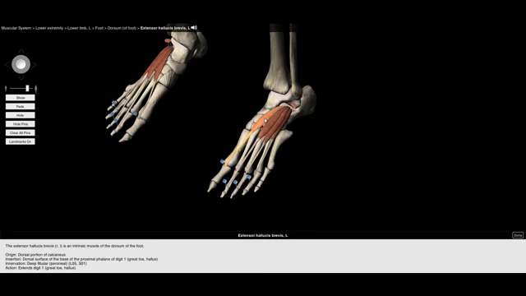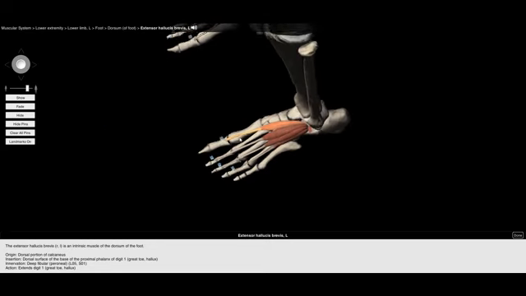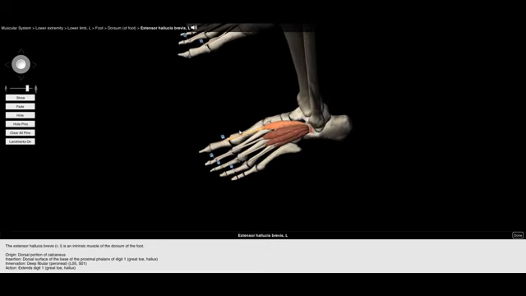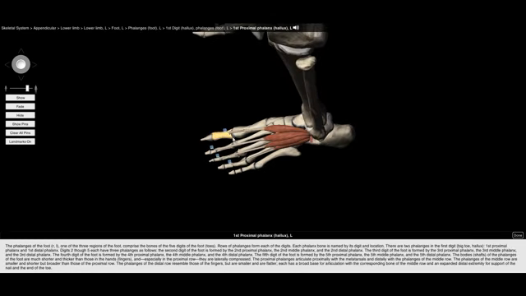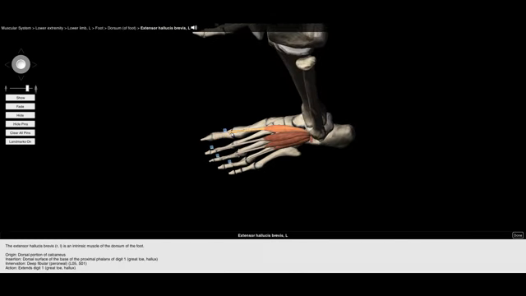I also have an extensor hallucis brevis, which attaches on the dorsal portion of the calcaneus and inserts then into the proximal phalanx of the great toe, and it's responsible for extension of the great toe and also innervated by the deep peroneal.